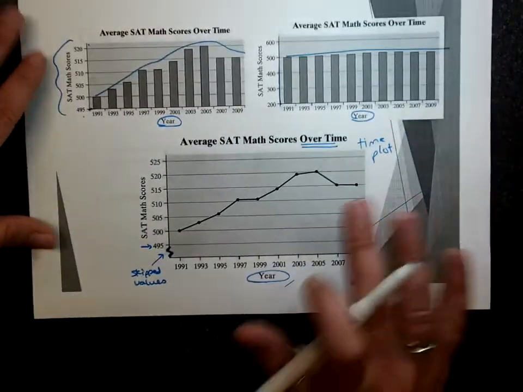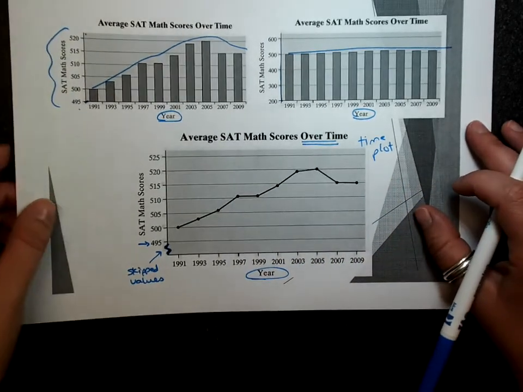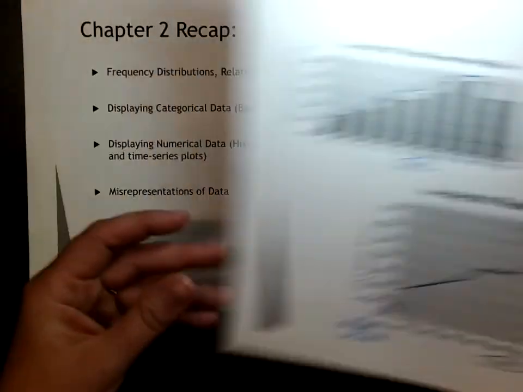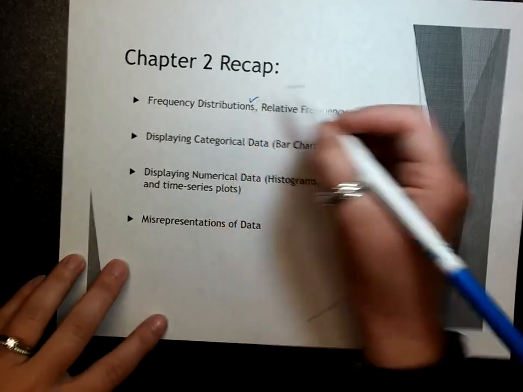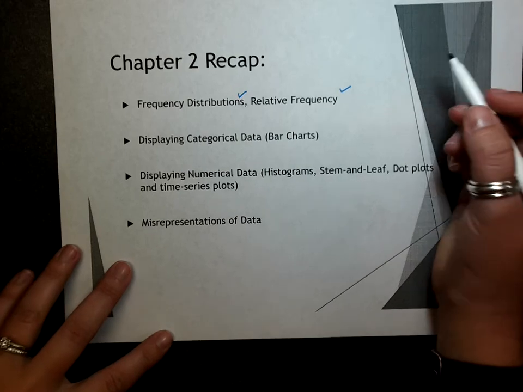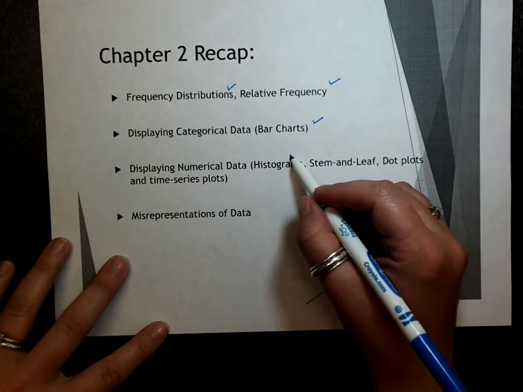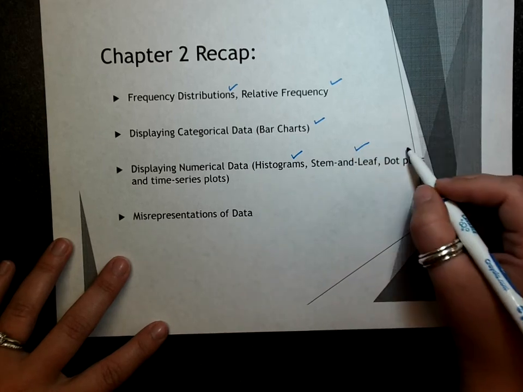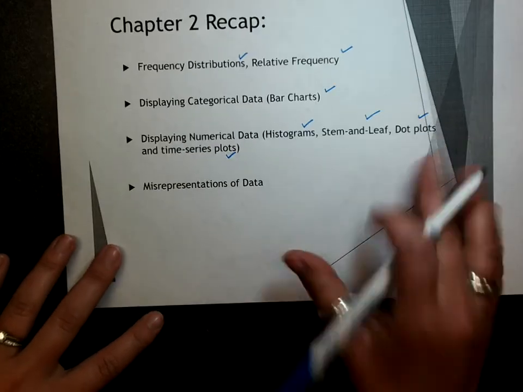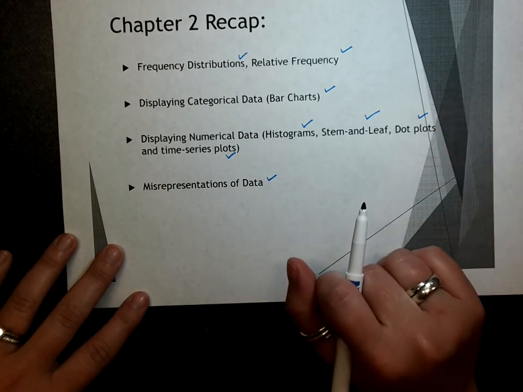For your concerns, you just need to be able to recognize the difference and maybe spot a misrepresentation that you notice. All right, so that is chapter 2. We've discussed frequency distributions. We know what a relative frequency is. We know how to display categorical data with bar charts. We know how to make a histogram for discrete and continuous, stem and leaf, dot plots and time series plots, and we've discussed misrepresentations of data. So that is chapter 2.